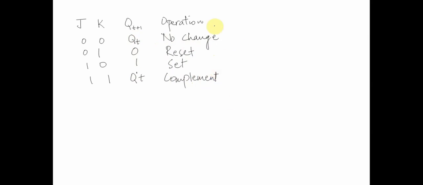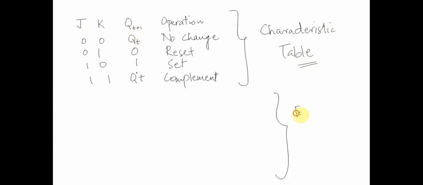Now this was the characteristic table. We need the characteristic table when we know the inputs and the present state, and we have to determine the next state. What we will talk about now is something known as the excitation table. In the excitation table, we know the present state and the next state, and we need to know the inputs which will help us achieve the next state from the present state. So the inputs are the present state and next state, and we need to figure out the values of J and K, and let's call it the operation field over here.